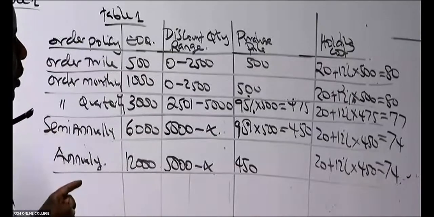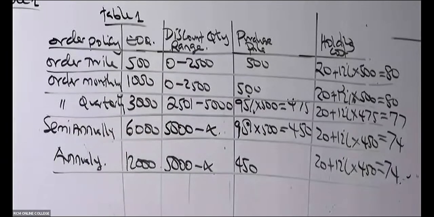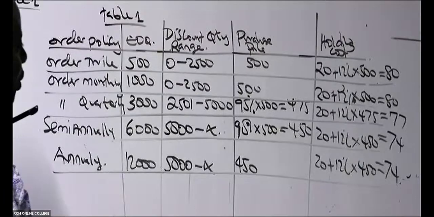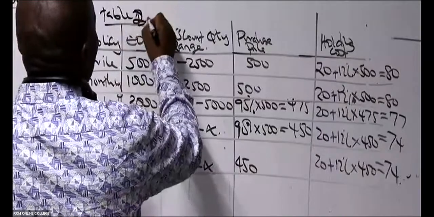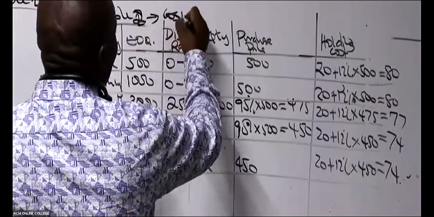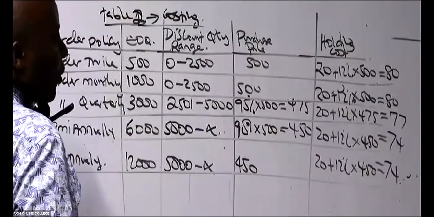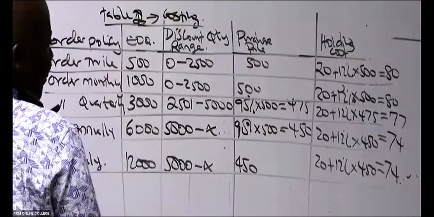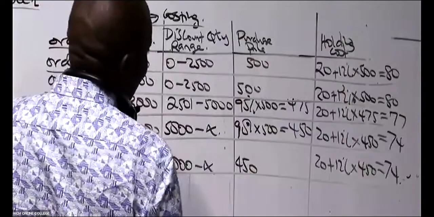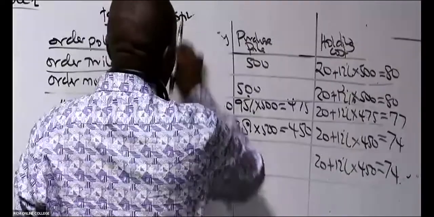So let me know once you're able to do table 1, which goes up to holding cost. Thank you so much. So then we do table 2 now. Table 2 basically is a costing table. You may not need so many columns, but you can have this one. Now this one I don't need. Purchase price I will need.